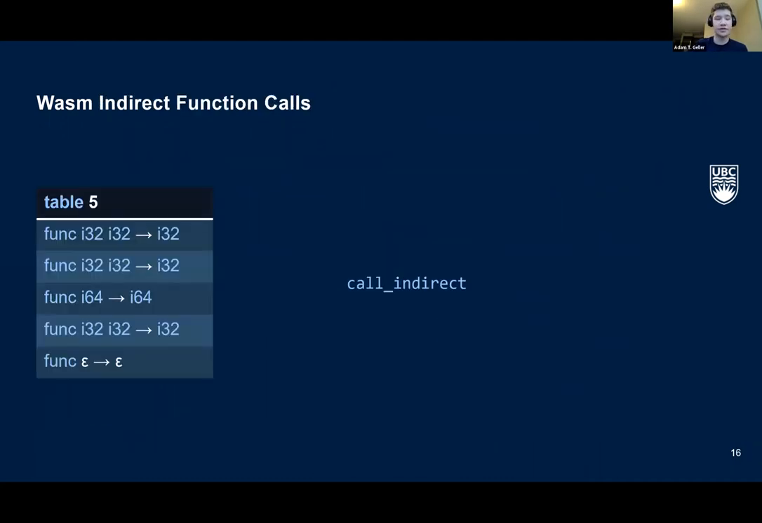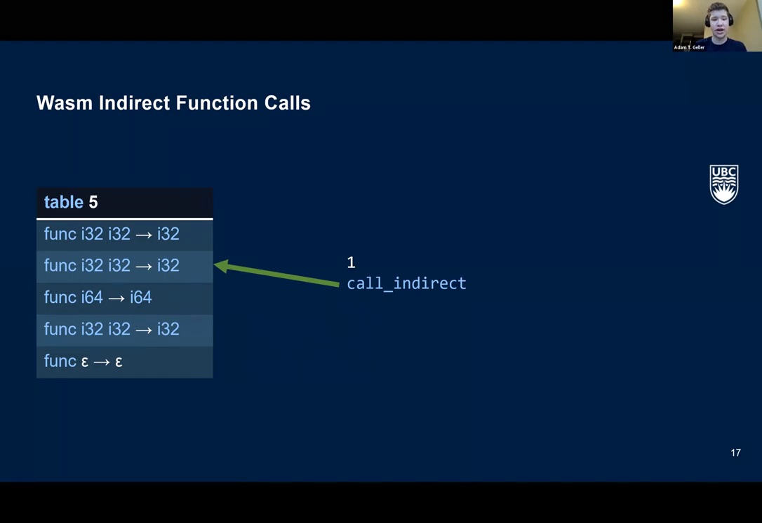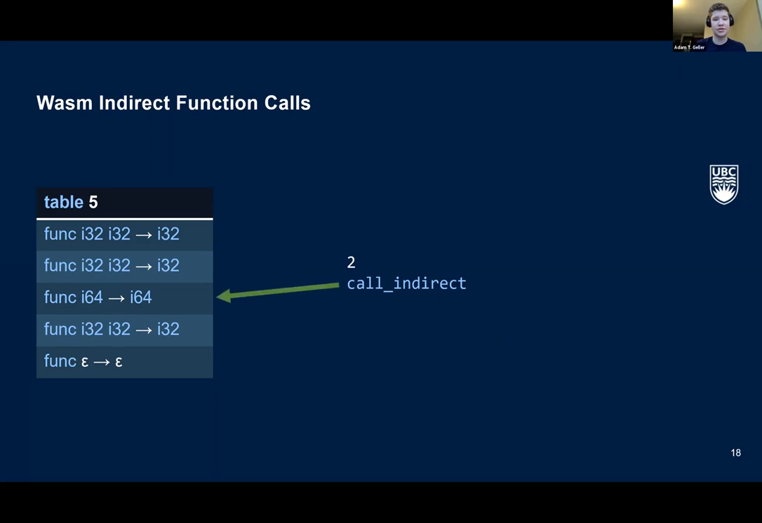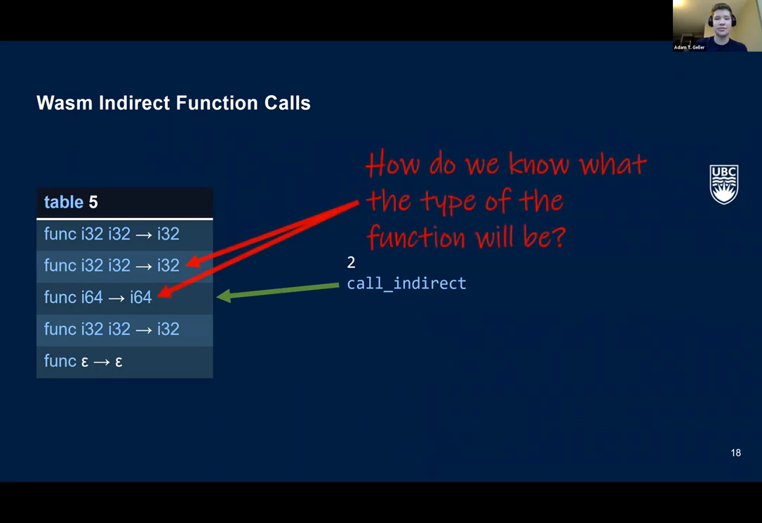Well, let's take a look at how call indirect works. So on the left here, we see a table, and it has 5 different functions in it. And what happens is we will supply an index on the stack to call indirect. And then we will index into the table based on the value from the stack and call the function at that index. So if you supply 1, you call this function. And if you supply 2, you call this function. And the 2 functions you might call have different types.